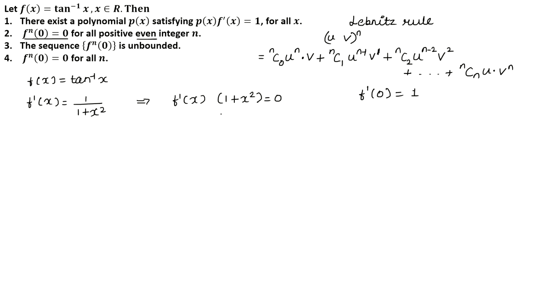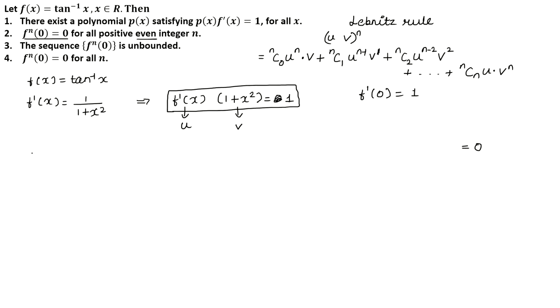Here we have to find the nth derivative of tan inverse x. Instead, let us find the nth derivative of this term. Basically, let us differentiate this term n times. So let f'(x) be u and 1 plus x square be v. When we differentiate the right hand side n times, because it is constant, it will be equal to 0.